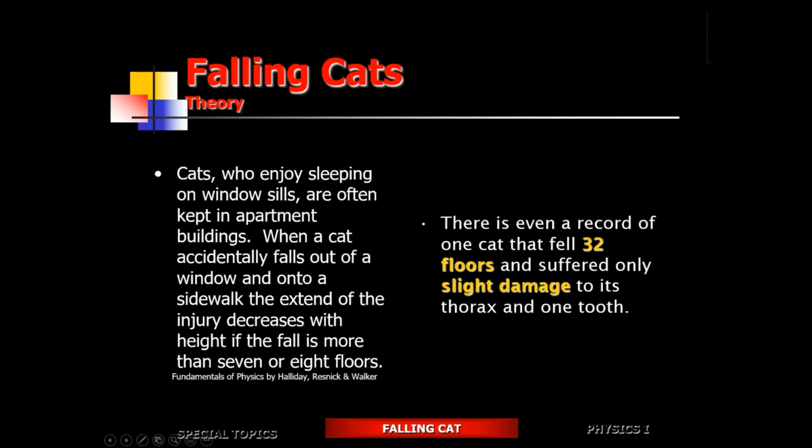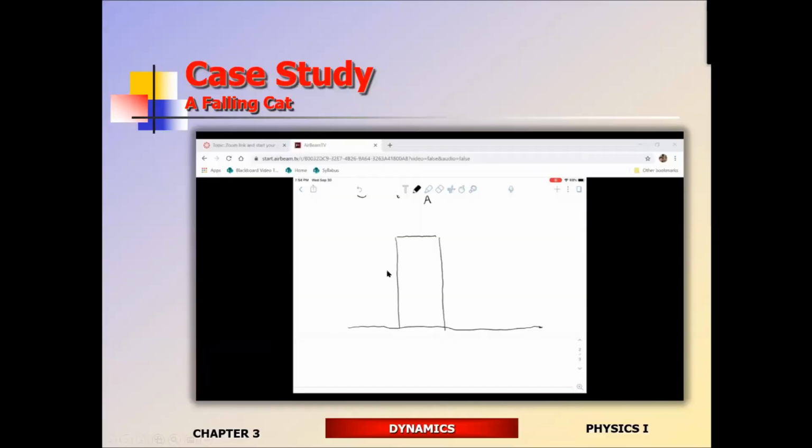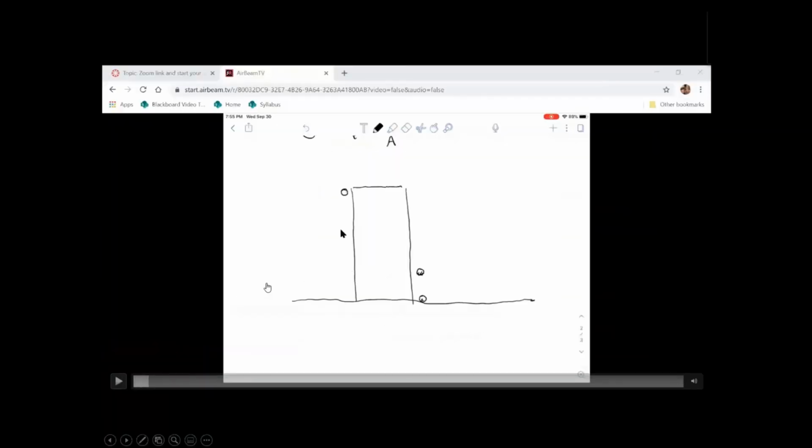All right, so it's been discovered that if the distance of fall is more than 70 feet, the cats will do better. If it's less, they will do worse. Either way, the cats will be fine, but the question is why.